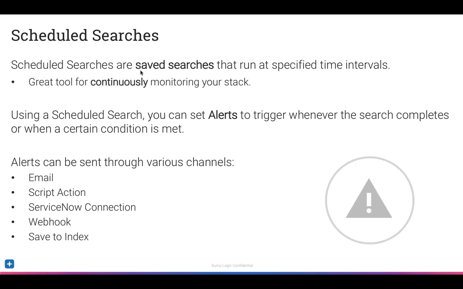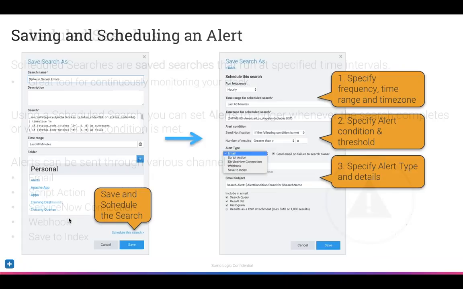This is a great tool for continuously monitoring your stack. Now, you can use a scheduled search to set up what we call a condition or a threshold, and if that threshold is met, it could trigger an alert. So once you have a saved search, you can set up a condition to trigger an alert if a certain condition is met. Those alerts can go out through various channels. As I mentioned, it could be email, script action, ServiceNow connection, webhook, and Save to Index, and I'll talk a bit about each one of those in a second.